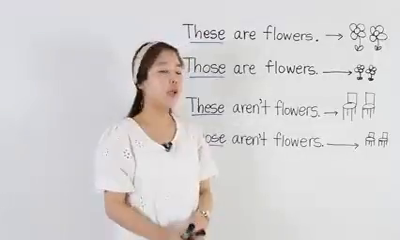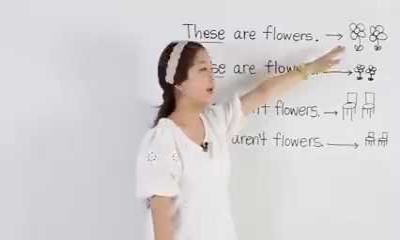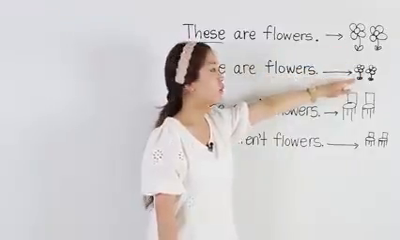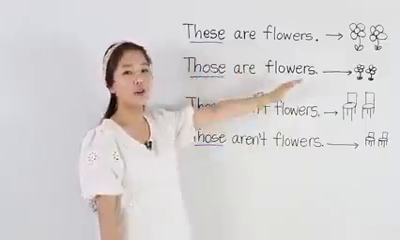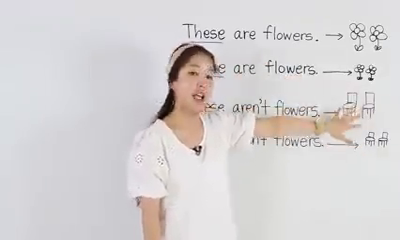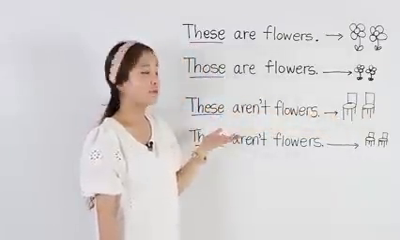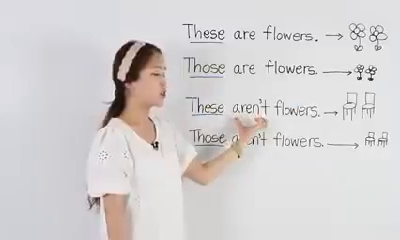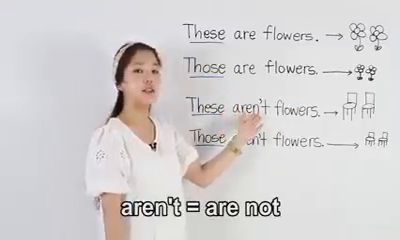Okay, so we know these are flowers. They're close by. And for the flowers that are far away, we say those are flowers. Okay, but over here we have chairs. So we have to use the negative. Okay, we use the contraction aren't, which is short for are not.